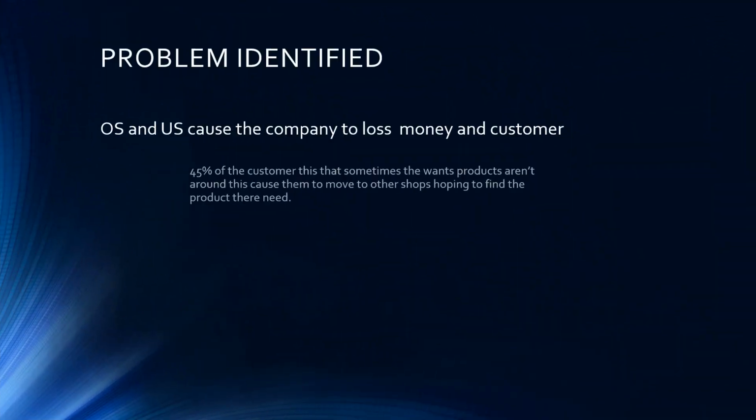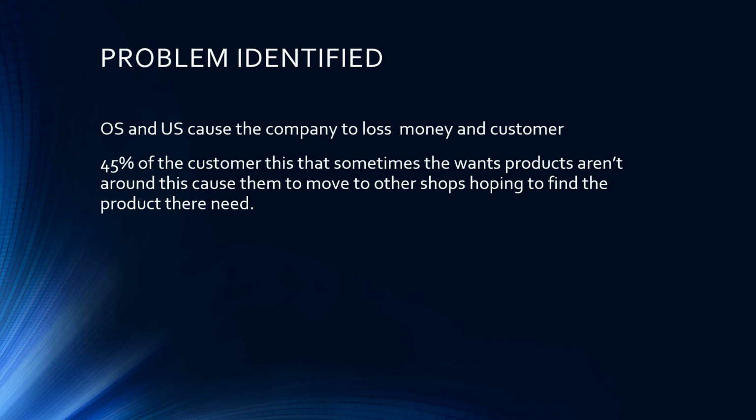The problem that I have identified was overstock and understock, which caused the company to lose money and customers. 45% of the customers think that sometimes the products they want are not available. This caused them to move to another shop hoping to find the product they needed, which means if they come to the company and don't find the product, they change company, and next time they won't come to you first, they will go to the other company. That's how they lose customers. As you lose customers, you even lose money.